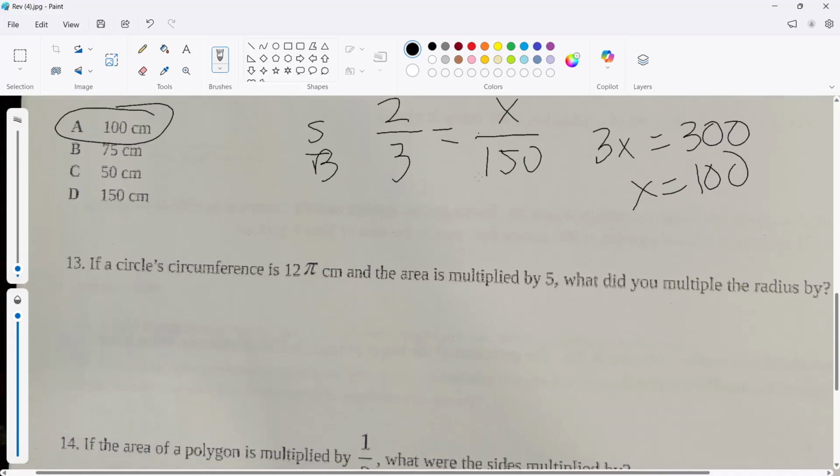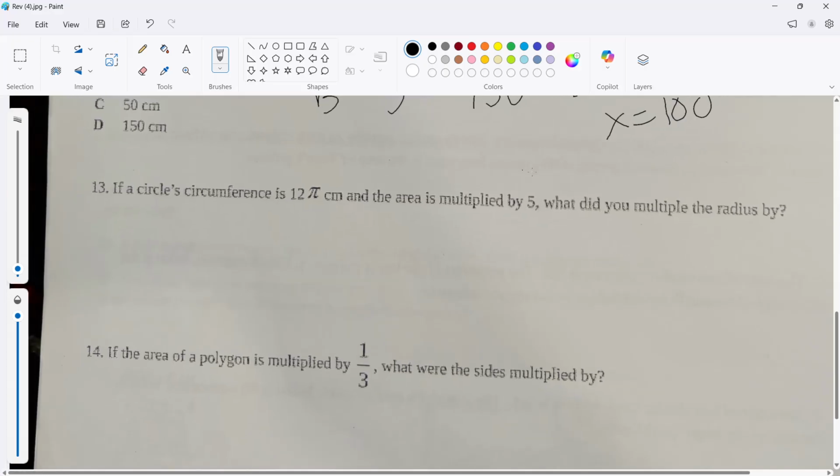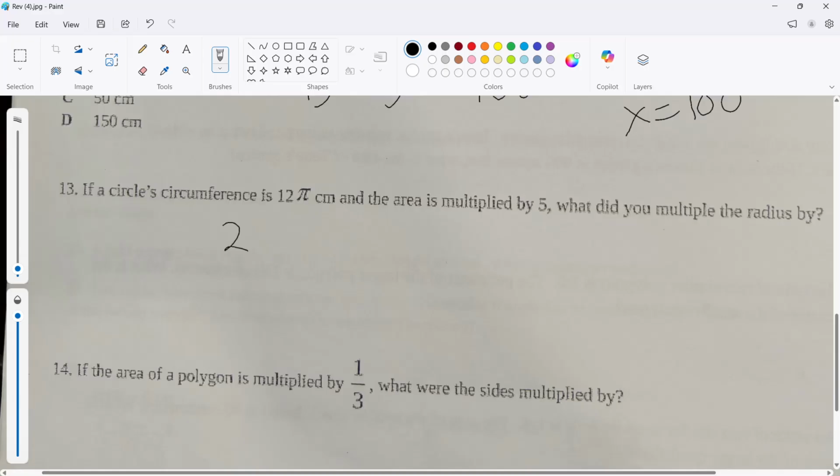If a circle's circumference is 12 pi and the area is multiplied by 5, what did you multiply the radius by? Okay, well, let me figure this one out. The circumference is 12 pi, so that's 2 pi r. So that would mean 2r equals 12, r equals 6. So the original radius is 6. And then the area is multiplied by 5. What did you multiply the radius by?